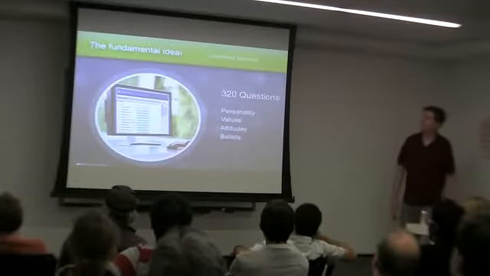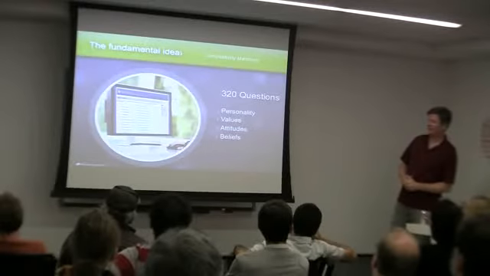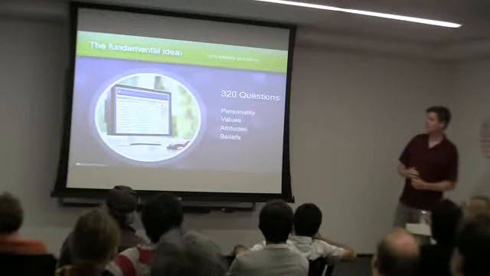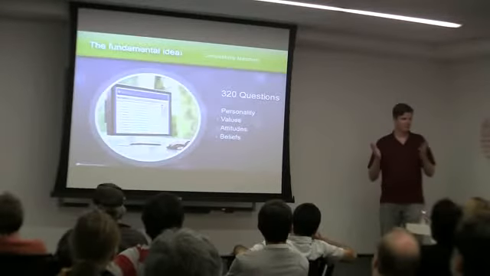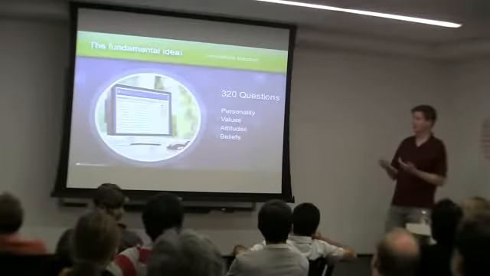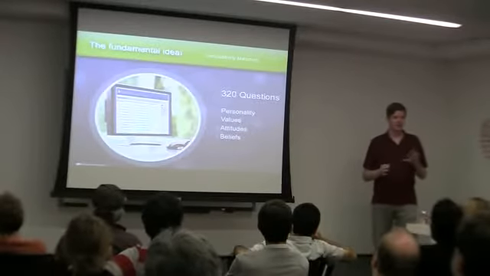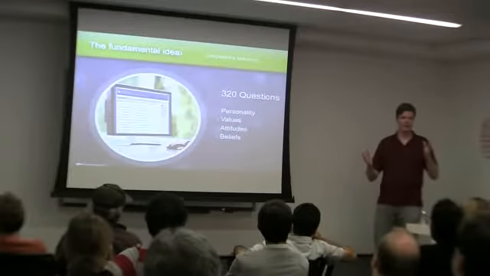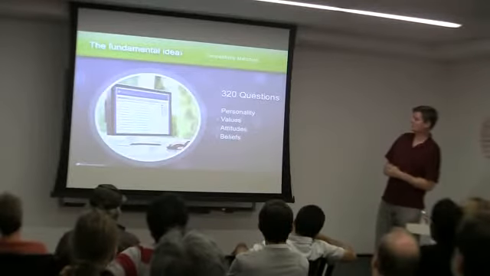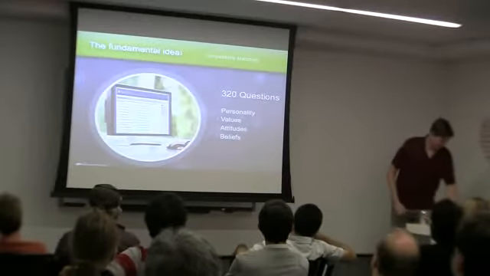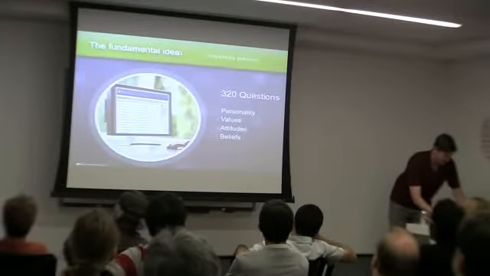Okay, so the fundamental idea: we had 320 questions originally. Now we're actually down to 150. We've gotten much better at this over time. These are designed to find fundamental features about a human being, their personality, what values they have in life, their attitudes, their beliefs, and all of these things come together to make up a personality. And so they sat down and worked together with statisticians and came up with various algorithms.